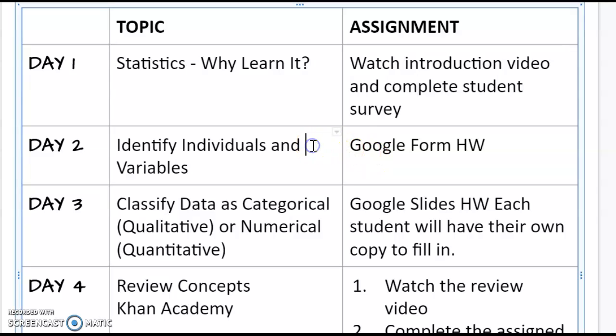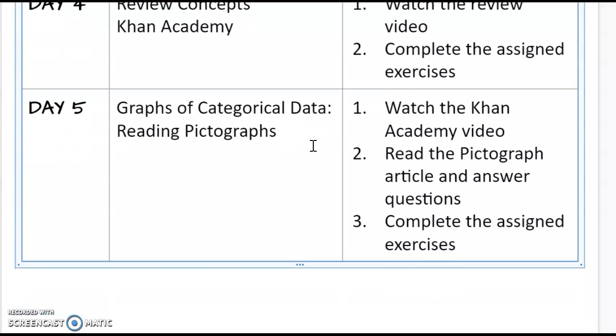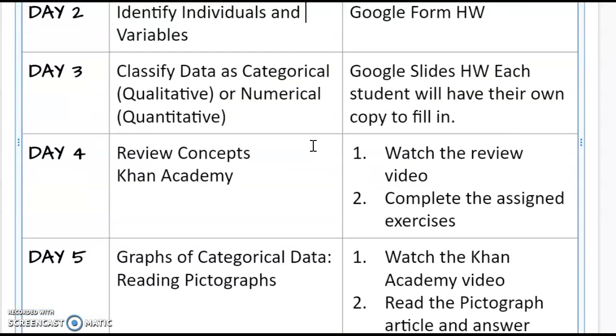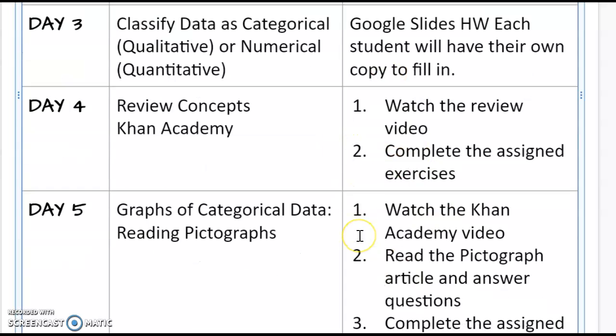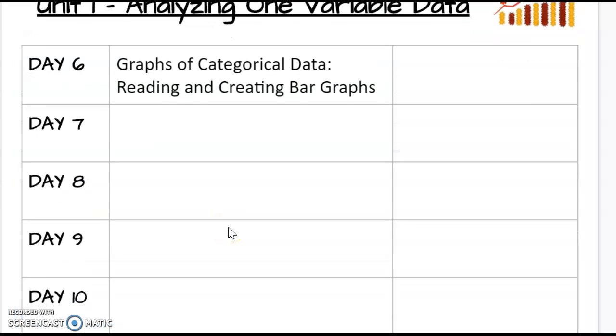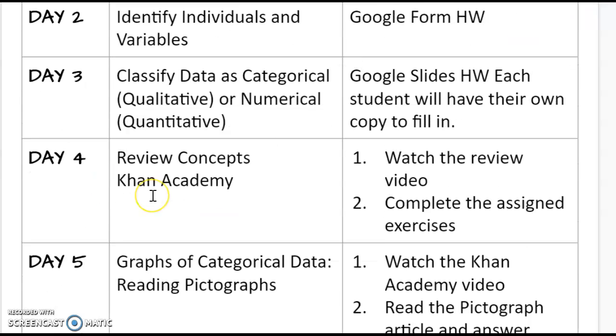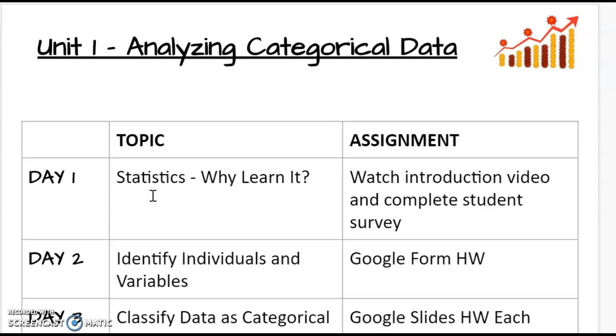For example, you haven't gotten the Google Classroom assignment for tomorrow yet, but you can look at this file and see what you're going to be doing: identifying individuals and variables, and there's going to be a Google Form homework. I think I'm going to do it in 5-day increments. The first 5 days are here. You'll see we start getting into Khan Academy on days 4 and 5, and then I haven't gotten as far as this next week yet, but this will be week 2. You'll have a file that looks like this for every unit that we do. We're going to complete about 5 or 6 units throughout the course of the year.